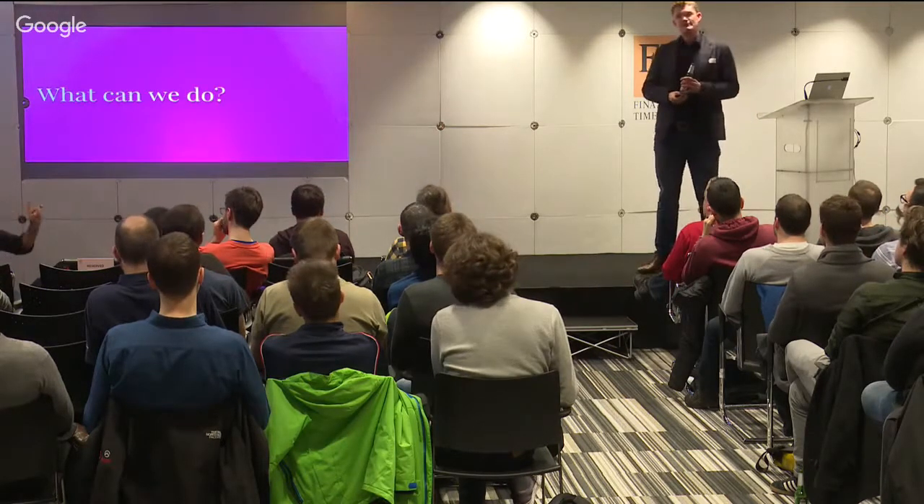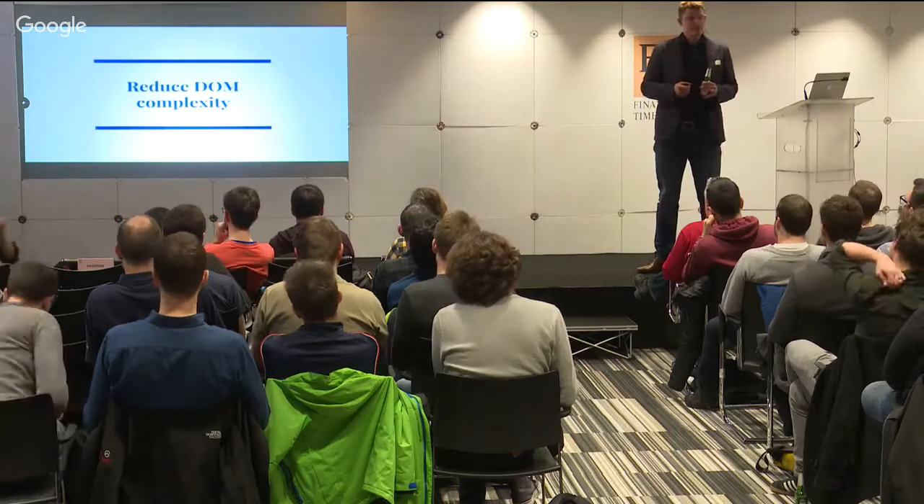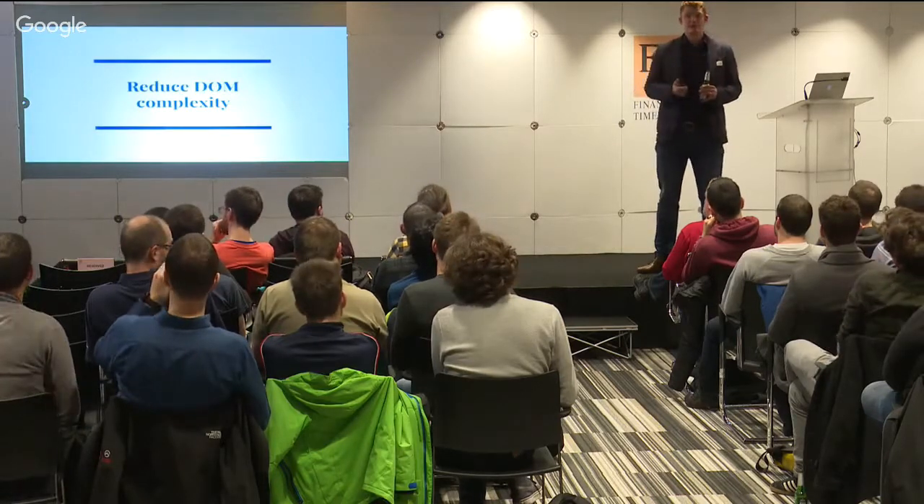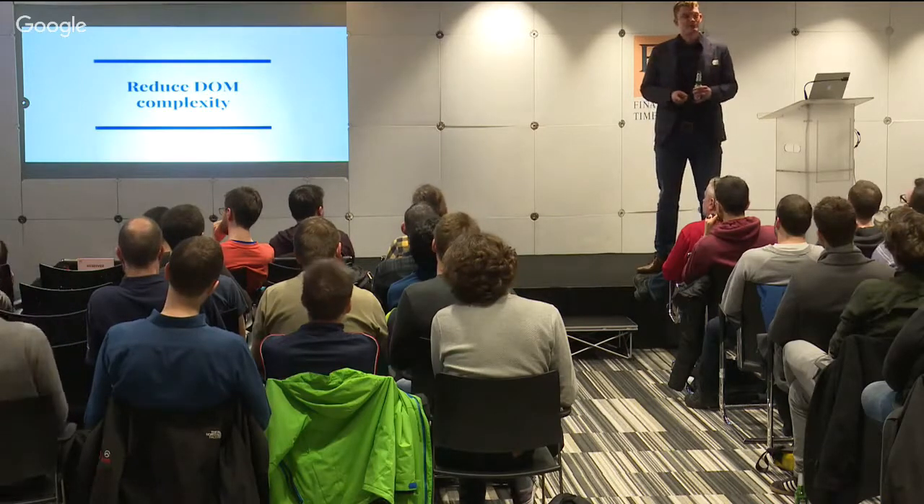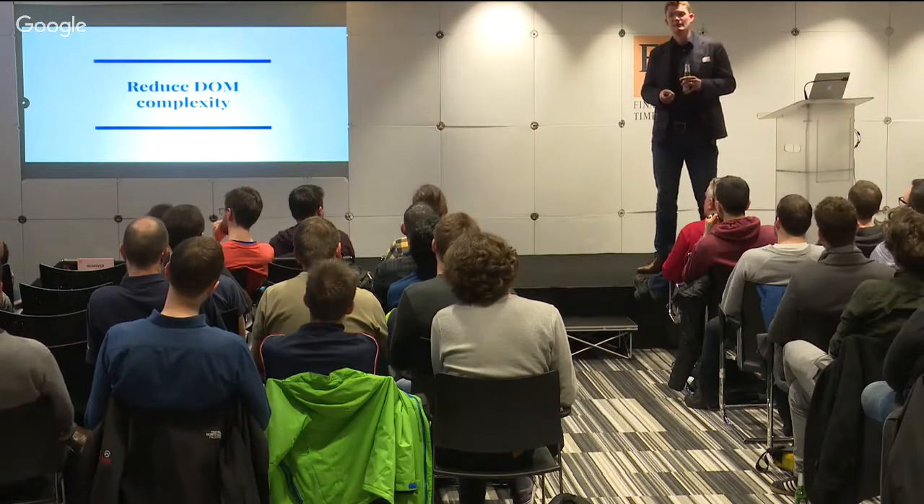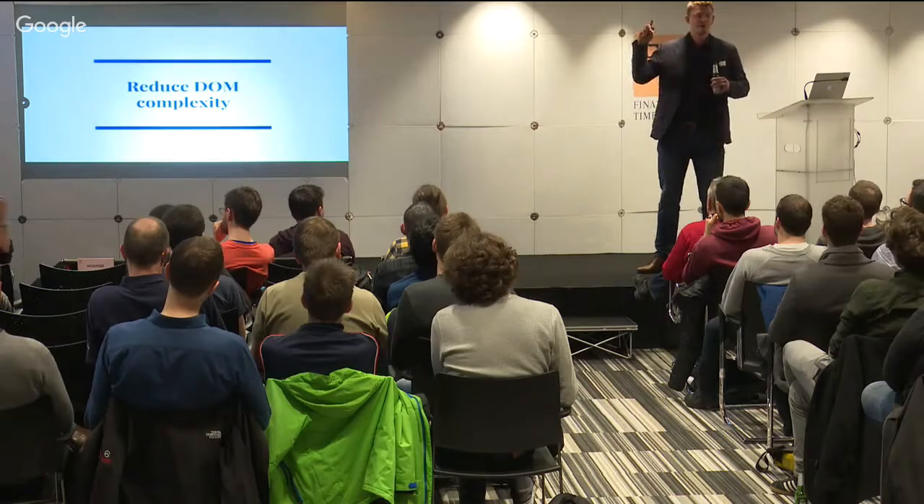So what can we do about this? The best thing for Android performance that we've seen so far when it relates to business metrics is reducing DOM complexity. Anyone know how many DOM nodes is on their homepage?